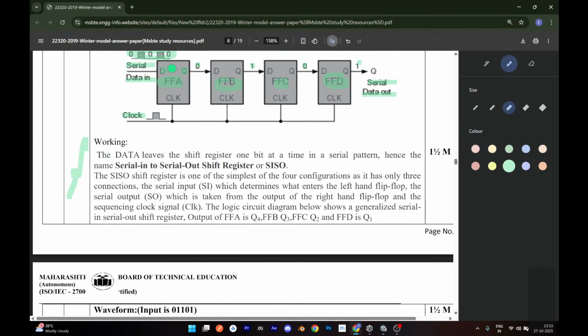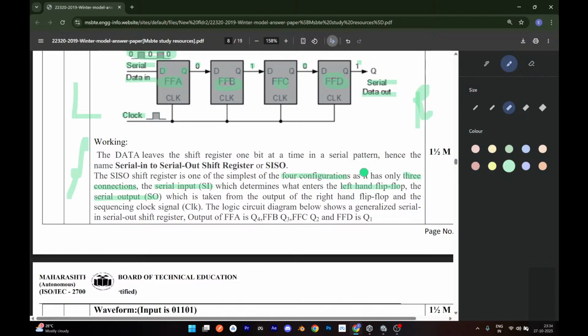Means it takes one bit from here, then it enters the flip-flop. The SISO is a shift register in one of the simplest ways. The full configuration has only three connections. The serial input, which determines the entry to the left-hand flip-flop. Okay, मतलब this is the right side and this is the left side. Left side से वो flip flop जाएगा and the serial output SO, okay, which is taken from the output of the right-hand flip-flop. Right hand से आएगा output, correct?